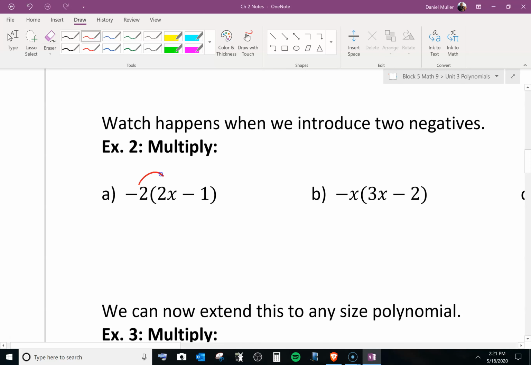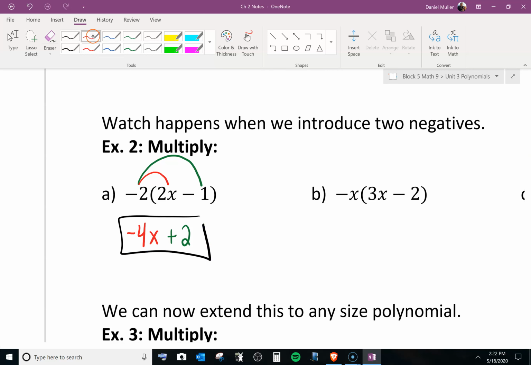Okay, we're going to multiply this first one here. So negative 2 times 2 is a negative 4, and we can't forget the x. And then there's green here. Negative 2 and negative 1. If you multiply negative 2 times negative 1, you're going to get a positive 2. 2 times 1 is 2, and the negatives cancel out. And that's it. Negative 4x plus 2.